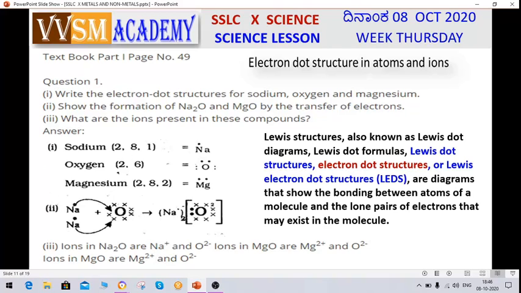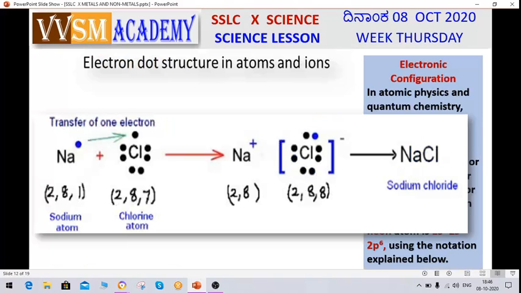Similarly, magnesium. This is called the electron dot formula, the Lewis structure, also known as Lewis dot diagrams. It is also called electron dot structures. See here the formation of sodium chloride. Sodium is 11, I already told you. Chlorine has 17 electrons. These 17 electrons are arranged in different orbitals, K, L, M, N, O, P. Suppose it loses 1 electron, this is the transfer of 1 electron, and it gives sodium chloride.